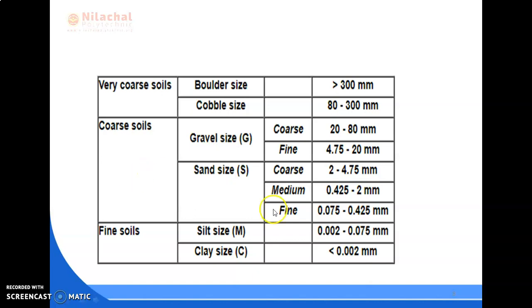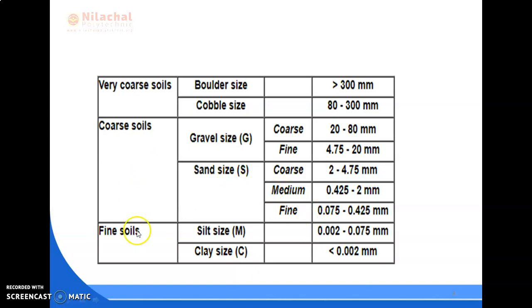The next is sand, coarse soil. Gravel is completed. Then next is sand size. We can represent it like S. Again it is divided, already we have discussed: coarse, medium, fine. It is also rounded to angular, bulky, hard, rocky particles, passing the 4.75 mm sieve, retained on the 75 micron sieve. The coarse sand sizes are from 2 to 4.75 mm. Medium range is 0.425 to 2 mm, and the fine size is 0.075 to 0.425 mm.